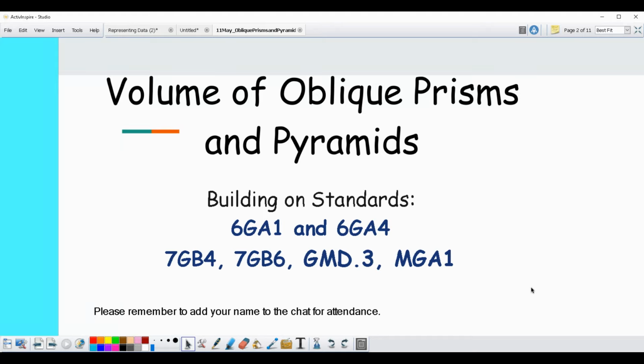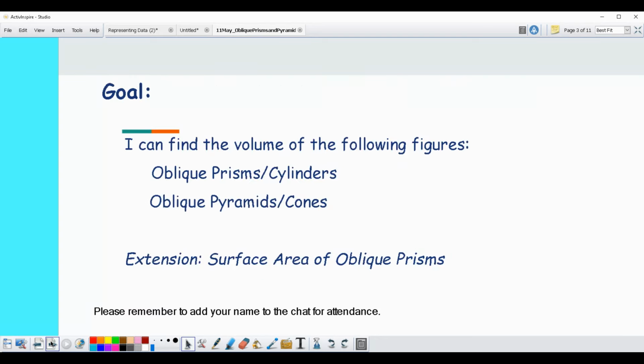And again, here are our standards that we're building on, just so you know that we are working off of guiding principles here. Our goal is to find the volume of oblique prisms and cylinders and oblique pyramids and cones. We will have an extension, the surface area of oblique prisms.